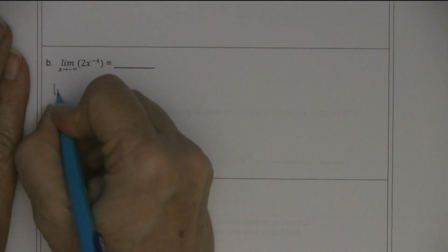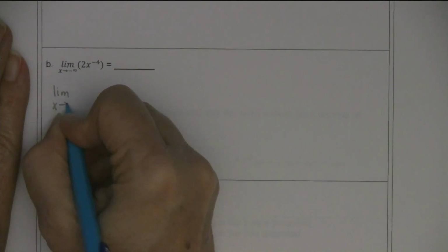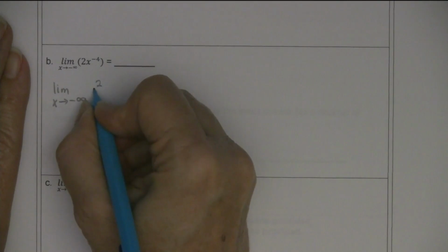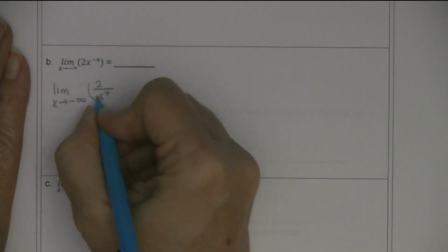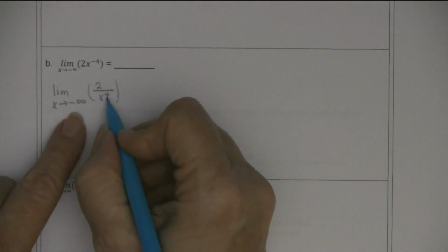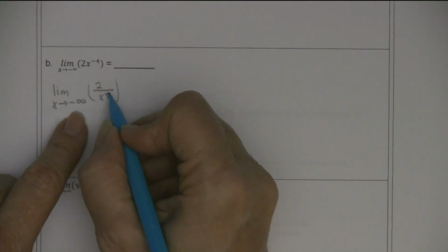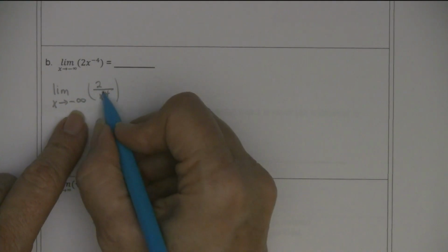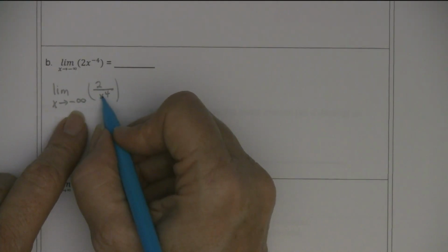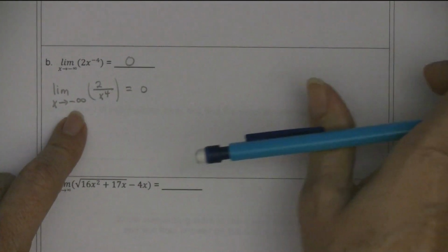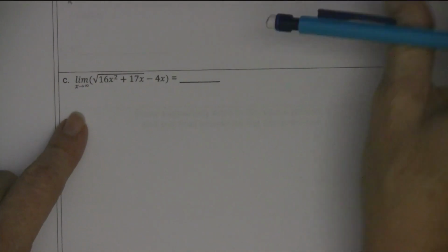And then the limit as x goes to negative infinity. I like it better to write this as 2 over x to the 4th, and that's just me. As x goes to negative infinity, raised to the 4th, this is getting really, really big, because raised to the 4th makes it positive, and 2 divided by a really big number is 0. That's actually a theorem that they have for you.